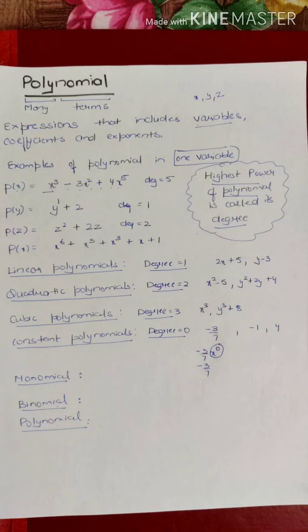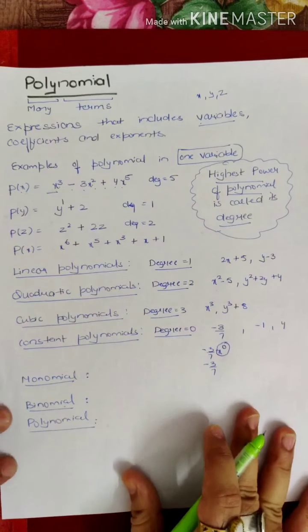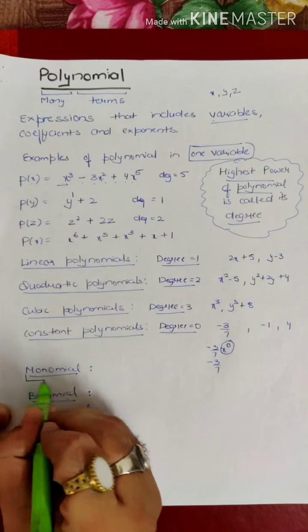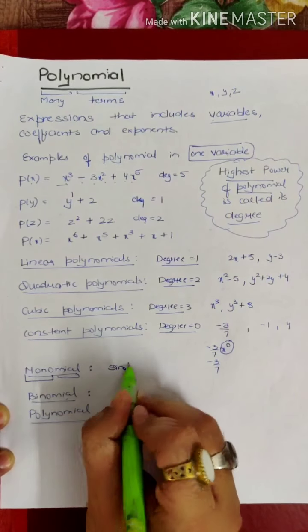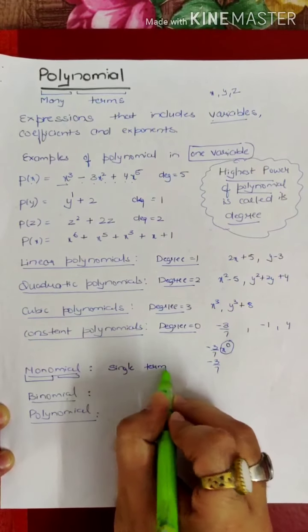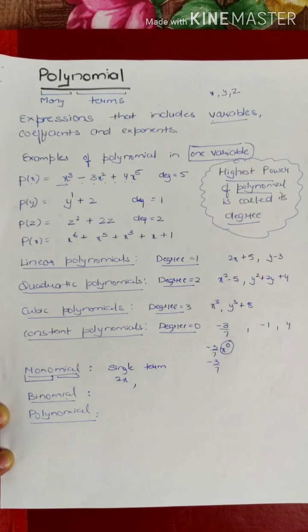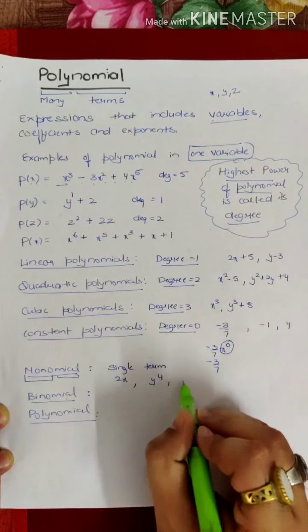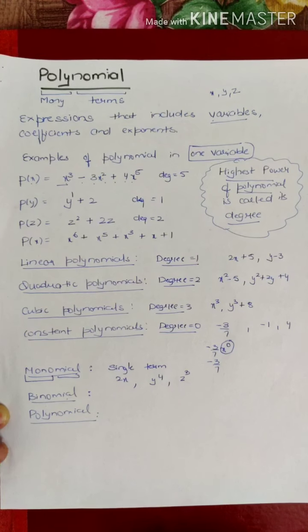Next we have monomial. Now we have classification of the polynomials on the basis of the number of terms. Monomials. Mono means single term. So it has just a single term and it can be of any degree. Suppose I write it as this. This contains a single term only. This is a single term only. And this is a single term only. So we have this monomial.